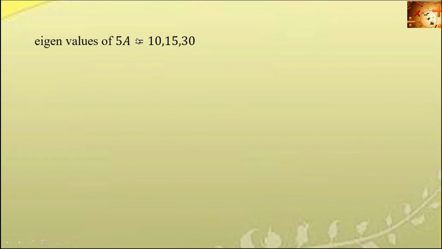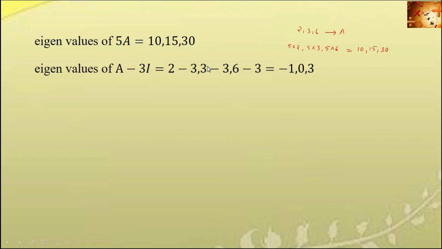Eigenvalues of 5A. 2, 3, 6 are the eigenvalues of A. Then for 5A, we have 5 into 2, 5 into 3 and 5 into 6, that is equal to 10, 15, 30. So these are the eigenvalues of 5A. And eigenvalues of A minus 3I. Lambda minus k is the eigenvalue of A minus kI. So here 2 minus 3, 3 minus 3, 6 minus 3. That is minus 1, 0, 3.